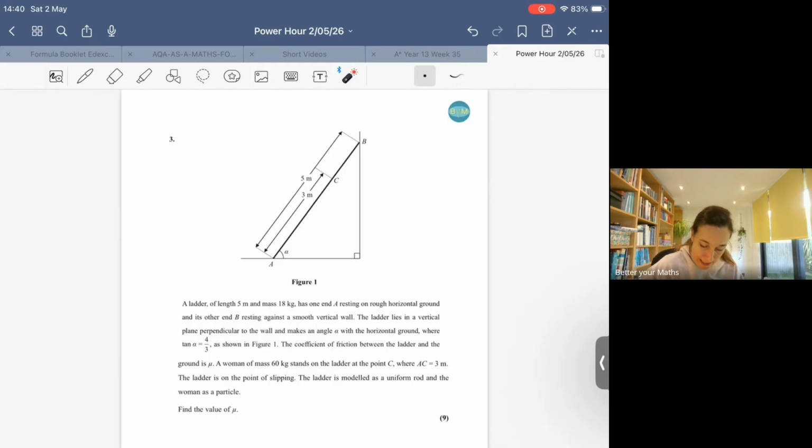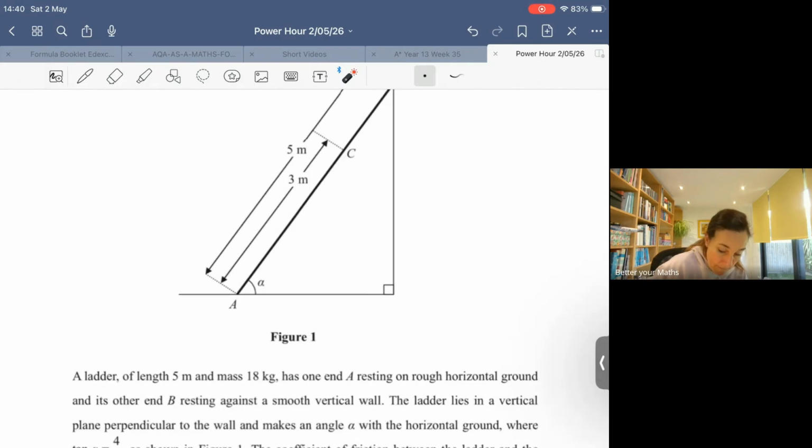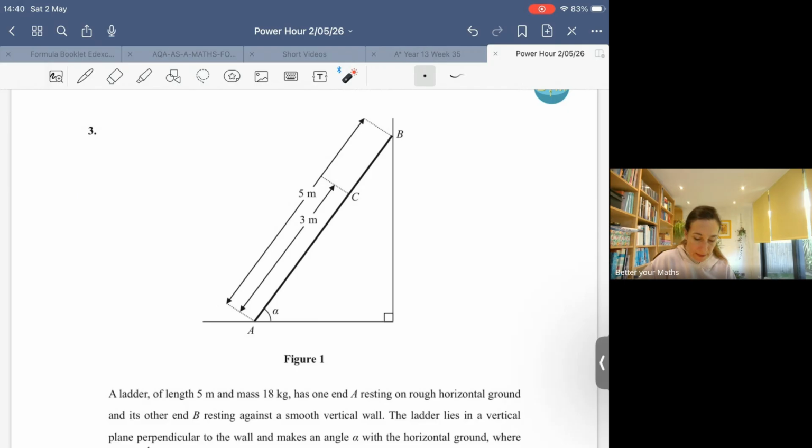This one is a mechanics question, a very typical mechanics question, mostly for Edexcel. The same type of working out in AQA will be a rod on a couple of supports, not so much a ladder. Ladders are more typical in Edexcel papers, but in AQA you will have a rod against the ground and a peg or something. So you're doing exactly the same.